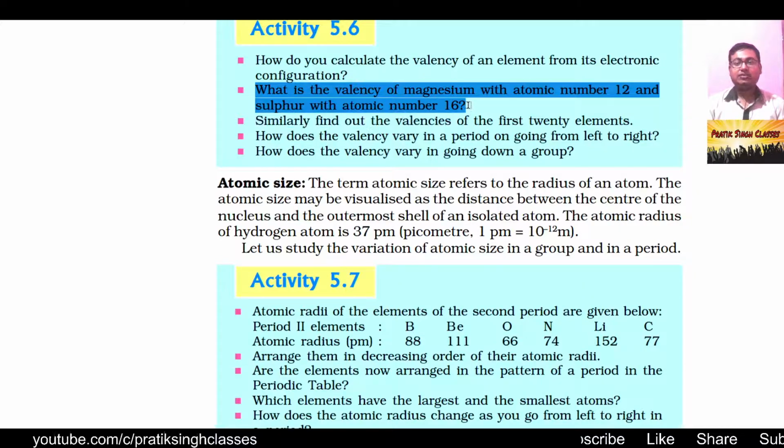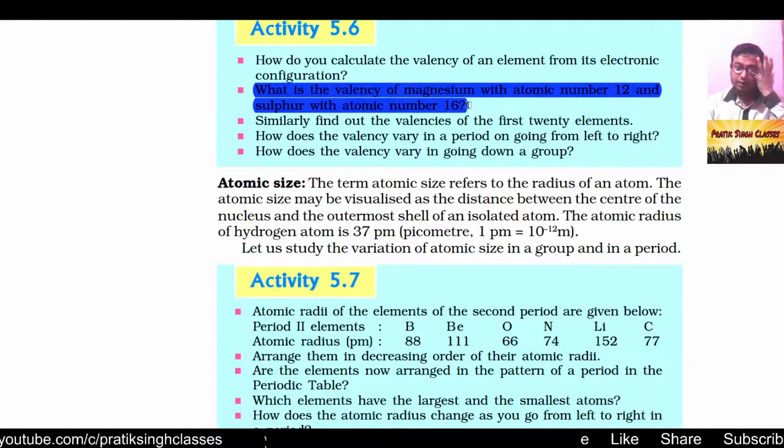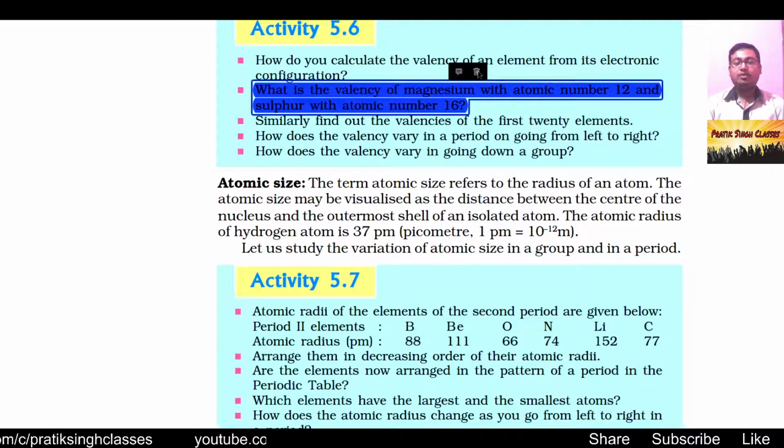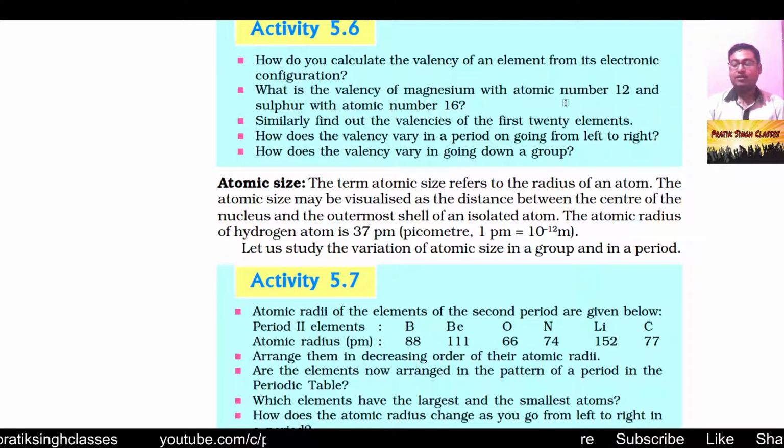So let us first start with atomic number 12, that is magnesium. If the atomic number of magnesium is 12, then its electronic configuration will be 2, 8 and 2, that is 1s2, 2s2, 2p6, 3s2. That means in the outermost orbit of magnesium there are 2 electrons. So 2 is called the valence electron. The valence electron of magnesium is 2.